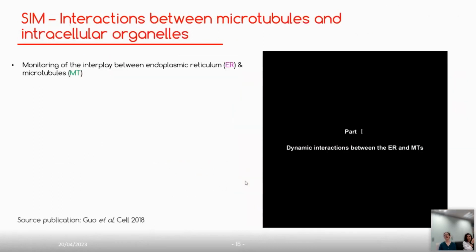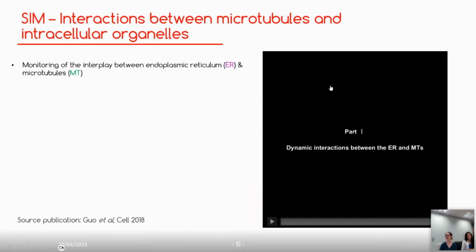And SIM microscopy has been used in this very nice publication from 2018, where they use an advanced microscopy technique in live cells to monitor the remodeling of the endoplasmic reticulum and other organelles in the cell that are closely related to microtubules and actin. Here I focus more on microtubule imaging, but I really advise you to go through this publication if you want to see very nice images of SIM live microscopy.